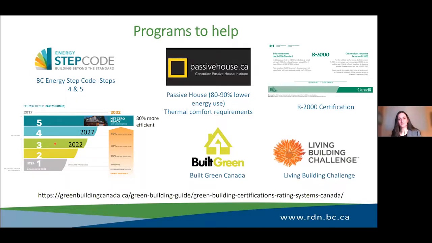In 2022, we're supposed to be at Step 3, which is about 20% more efficient than a current code built home. In 2027, we're supposed to be about 40% more efficient than a current code built home. And by 2032, they're aiming for Step 5, which is about 80% more efficient than a current code built home. Whether or not this actually happens in the legislation remains to be seen, but that's the target they've laid out so far.